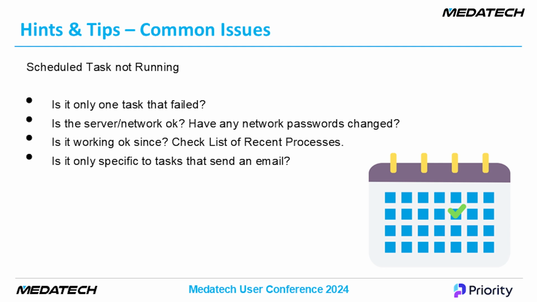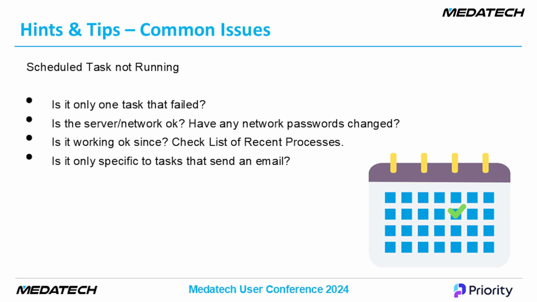What we really need to know from a support point of view when this sort of thing happens is, is it just one task that's failed? If MRP hasn't run, have other things that you'd expect to run overnight run? Have you had a power outage or a server problem or a network fallout overnight? Have you had some passwords changed? Because there is a service that runs the scheduler, and it needs to be able to stay running, it needs to be able to log in.